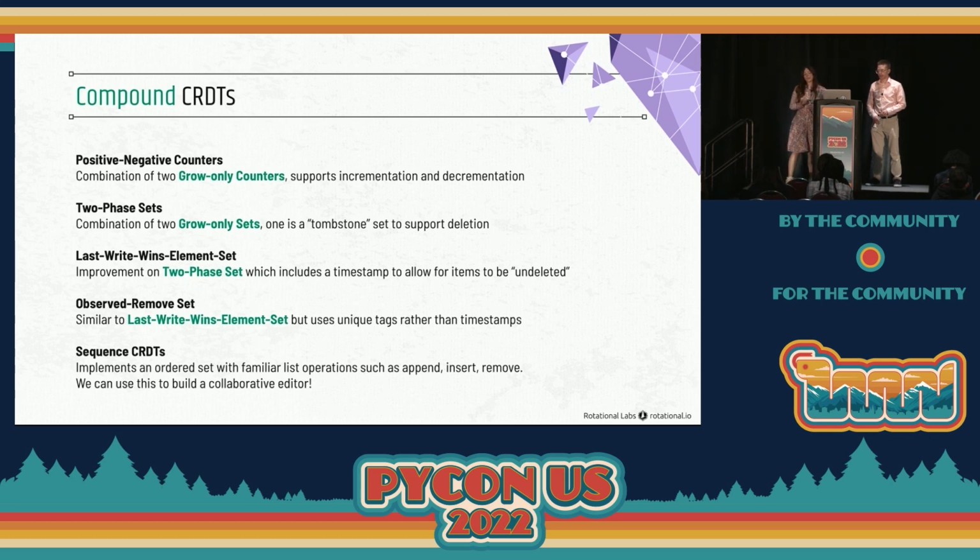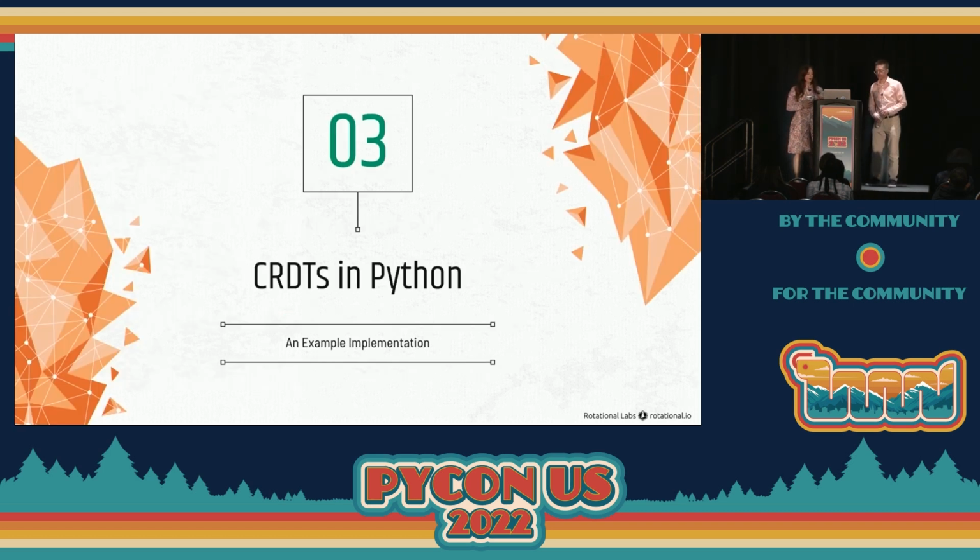Another type of compound CRDT, and in fact the one that we're going to talk about from our open source implementation, is the sequence CRDT. And this is what you need in order to reconfigure, reimagine a Jupyter Notebook that is more collaborative. So I'm going to turn it over to Patrick now to talk about how to make that happen in Python.